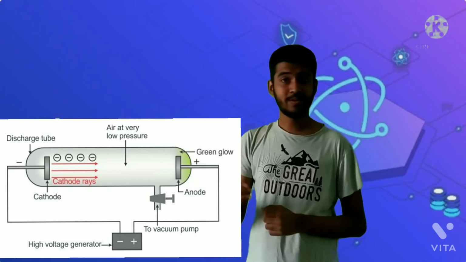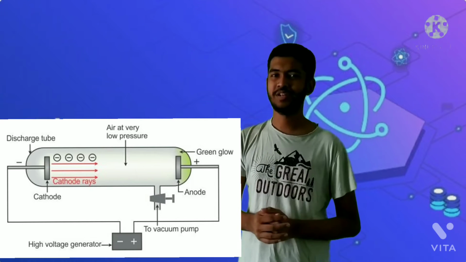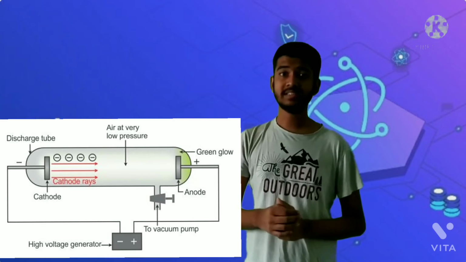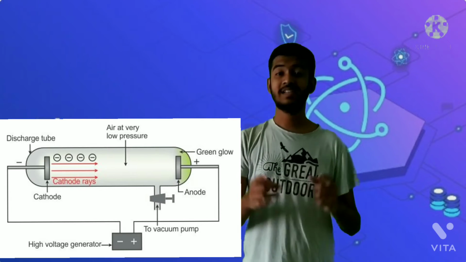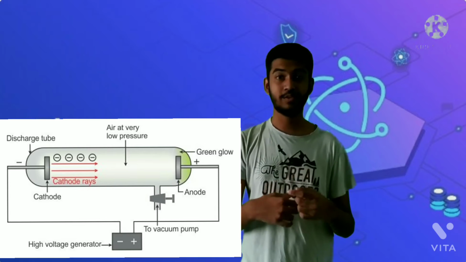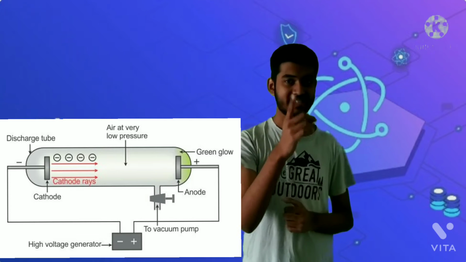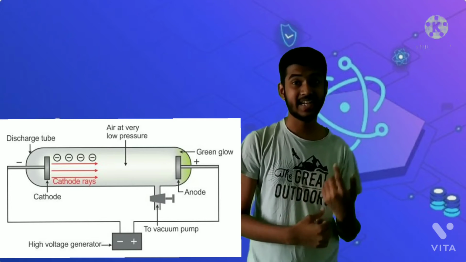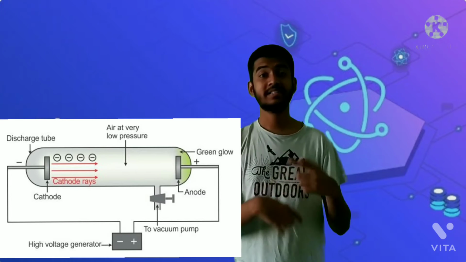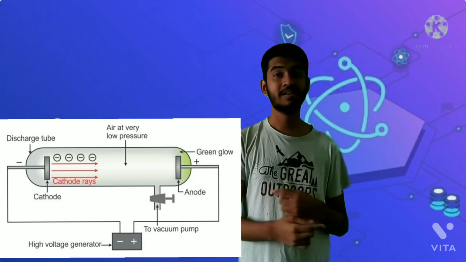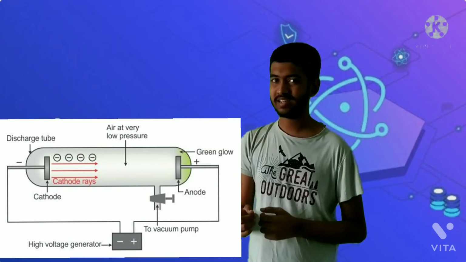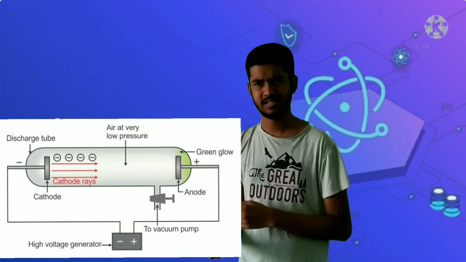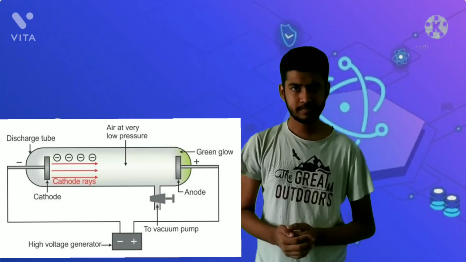And behind the anode, zinc sulfide was applied. Now why was zinc sulfide applied? Because zinc sulfide has a property. Listen, this is the important part of this video: when charged particles get attracted to the zinc sulfide, it starts glowing. So here is the importance of the zinc sulfide used in this experiment.